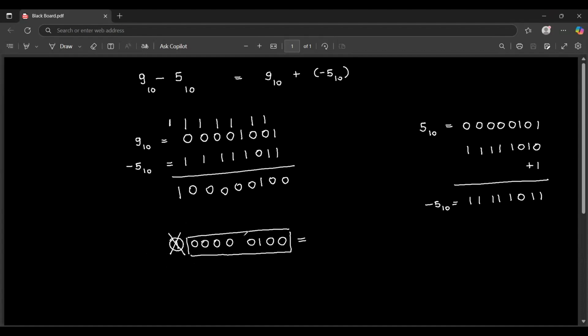We have 0, 0, 0, 0, 0, 1, 0, 0. Since the first bit is 0, it is a positive number, and the 7 bits represent the value 4 to the base 10. So the final answer will be 4 to the base 10. That's all you have to do.